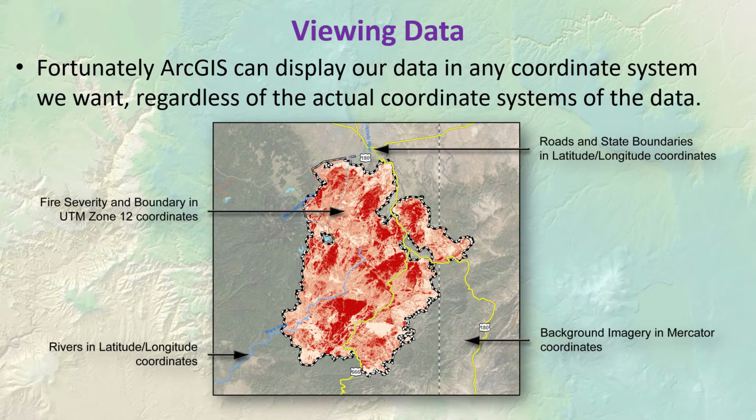So these are radically different coordinate systems, and yet ArcMap is able to bring them all together and show them on top of each other. This is pretty neat. GIS systems didn't used to be able to do this.